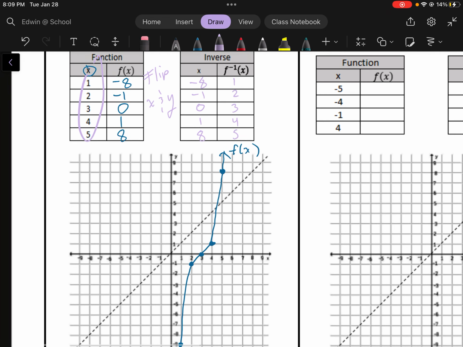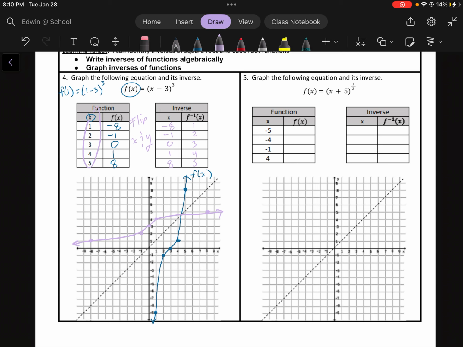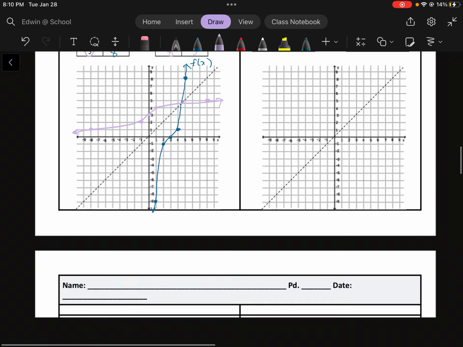Same exact thing, we're gonna get these points and we're just gonna plot them all over. And we're going to see what type of shape we get. Okay, looks pretty good. We end up with this shape like this. It has pretty good symmetry about the y equals x line, and they seem to match up pretty well. And that's all it's asking for us to do, just to make a table and graph both the equation and the inverse.